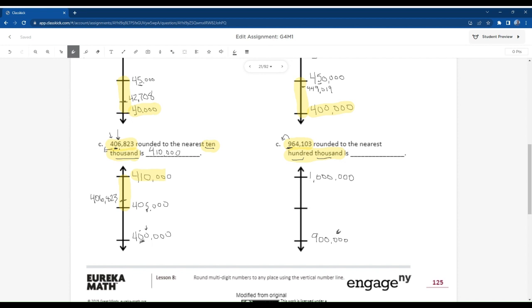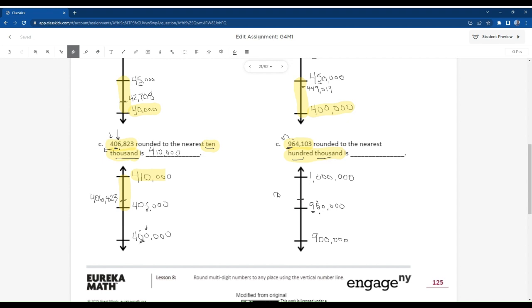Halfway between 900,000 and 1 million would be 950,000. Again, since I'm rounding to the nearest 100,000, this 5 goes in the next smallest place value, which in this case would be the 10,000s place. So where would our number fall? 964,103. Since I have a 6 in this 10,000s place, that's greater than this 5 here in the 10,000s place of this halfway number. So I'd be above it.